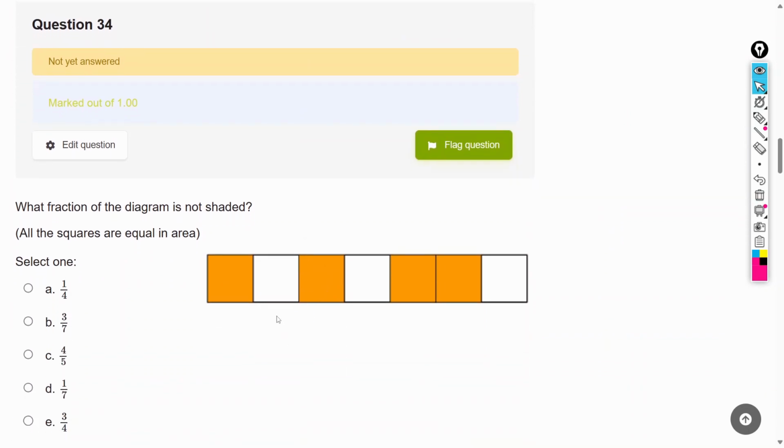What fraction of the diagram is not shaded? Questions like this, you first want to figure out the total number of squares there are. So we have 1, 2, 3, 4, 5, 6, 7. So our denominator will be 7. And then the parts not shaded are 1, 2, 3. That's 3 out of 7. We can't reduce this any further. So the answer is 3 out of 7 right here.